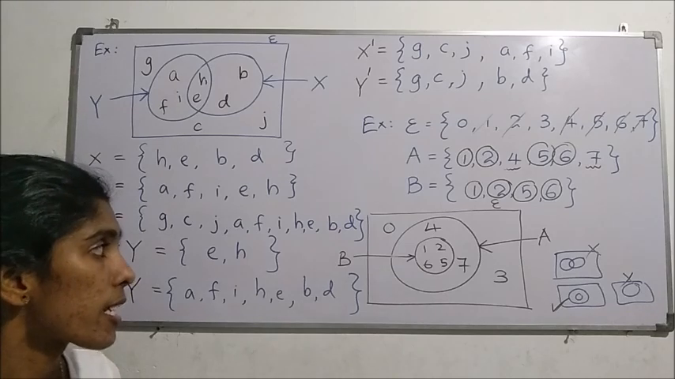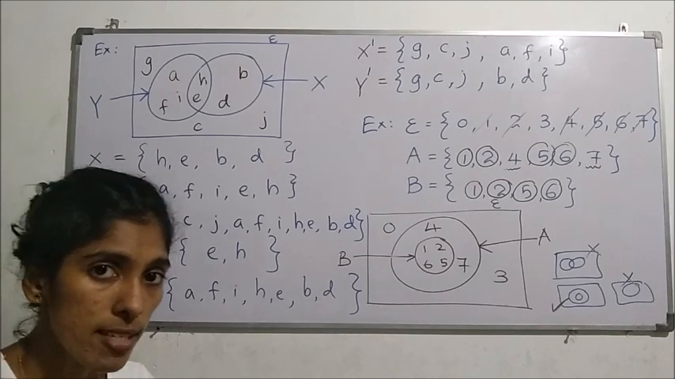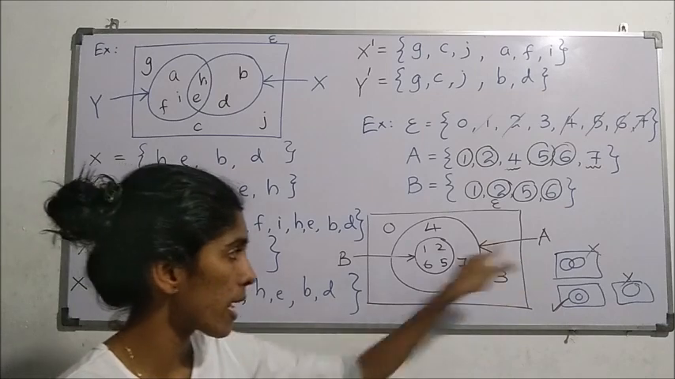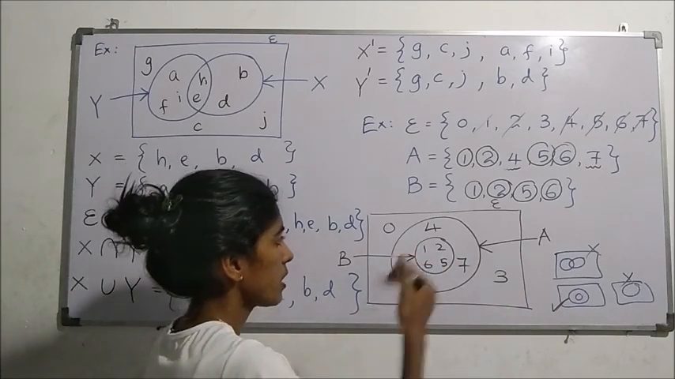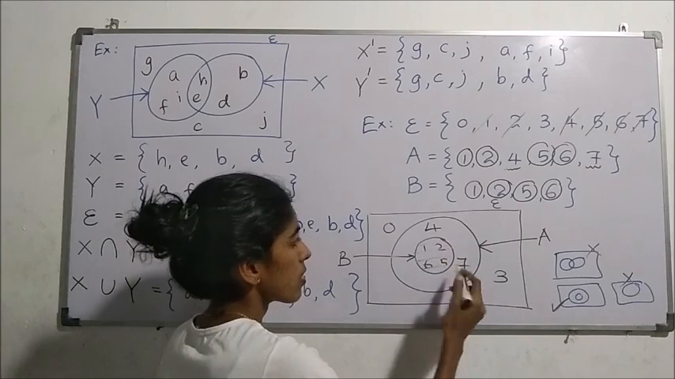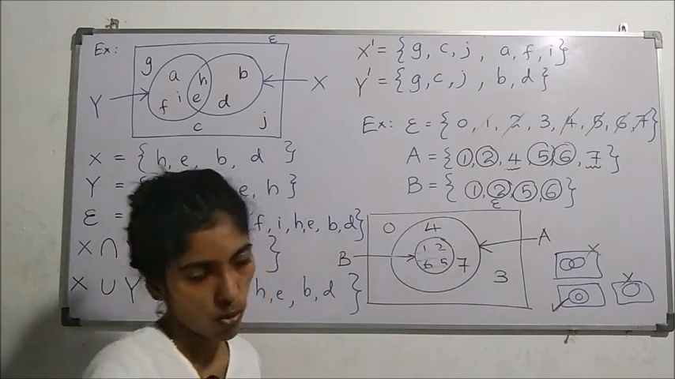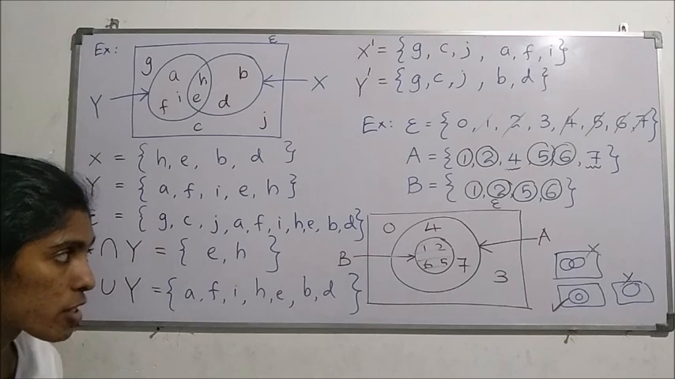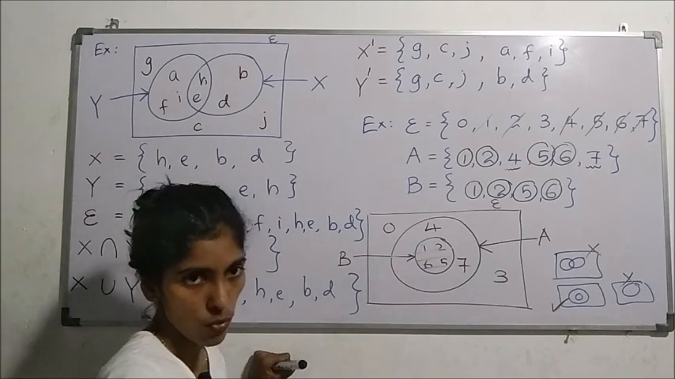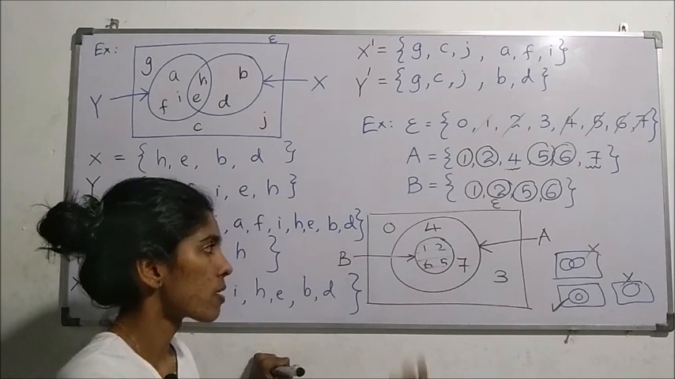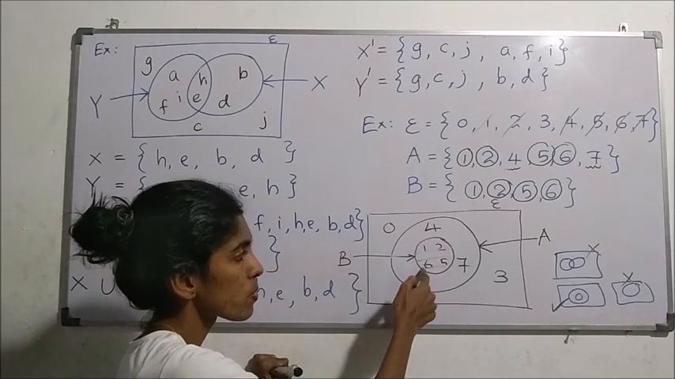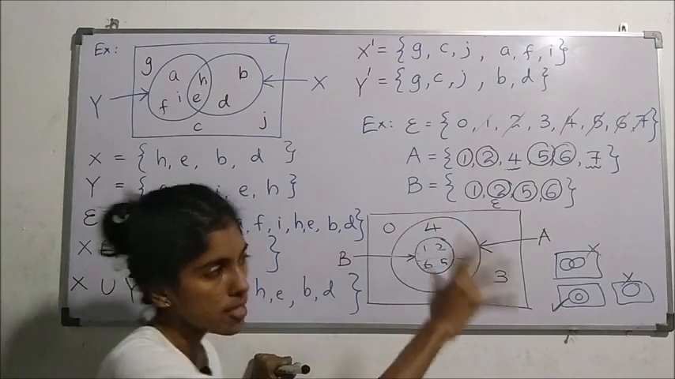And the other one, A intersection B. Intersection means common region for A and B both. This region is common to B and A both. Okay, if you are asked to write the elements, you need to write 1, 2, 6, 5. Union. Union means all in A or B. That means 4, 7, 1, 2, 6, 5, all in both the circles.